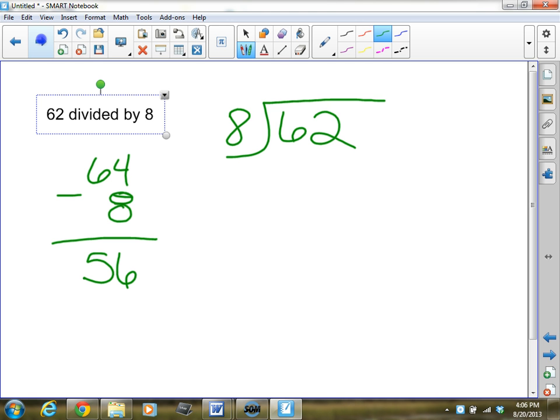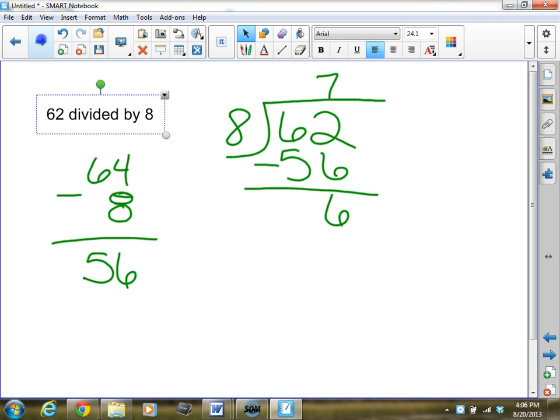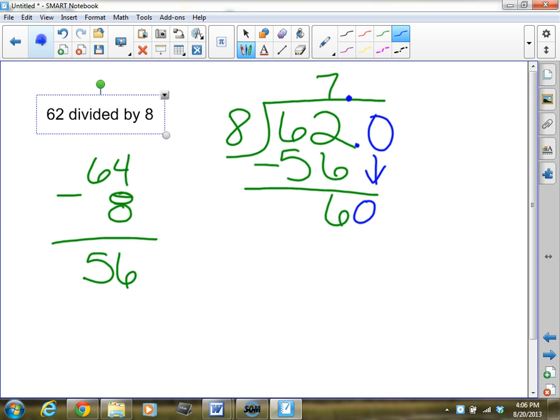And that is small enough. Minus 56. This was 7. Subtract, I have 6. And uh-oh, I have a remainder. Like I said, we're not going to work with remainders right now. So here is what I'm going to do. Here is where the decimal comes into play. I'm going to stick a decimal at the end of the whole number, bring it straight up, and add a 0. I'm going to bring the 0 down.